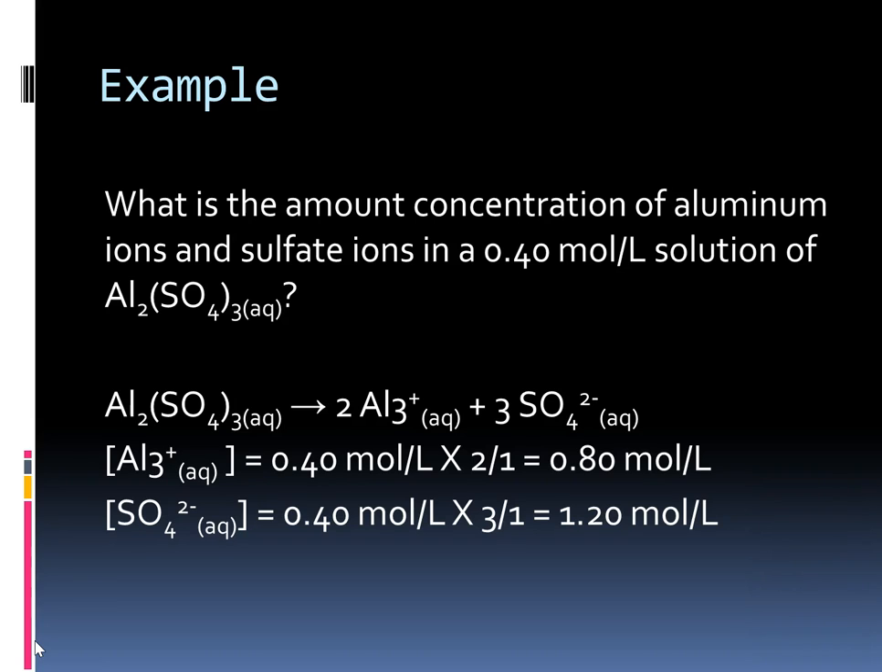Another way to figure this out would be to use a mole ratio of unknown over known. The coefficient in front of aluminum, the unknown, is 2, and the coefficient in front of aluminum sulfate, the known, is 1. When the concentration of aluminum sulfate is multiplied by 2 over 1, you will see that the concentration of aluminum ions is twice that of aluminum sulfate. The same procedures may be used to determine the concentration of sulfate ions.